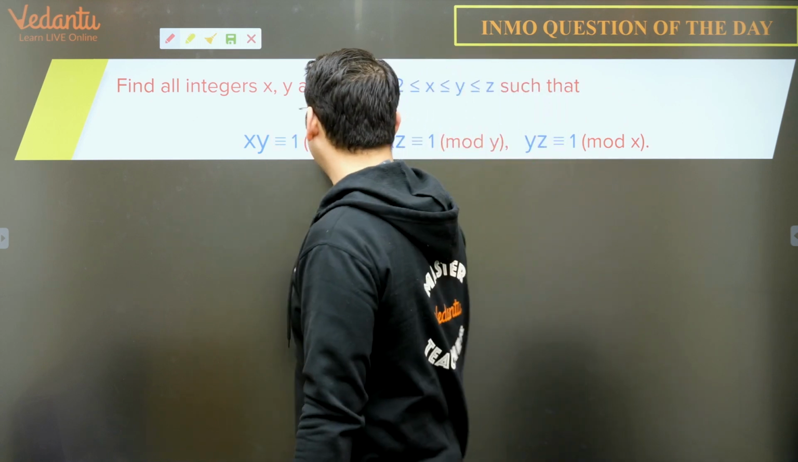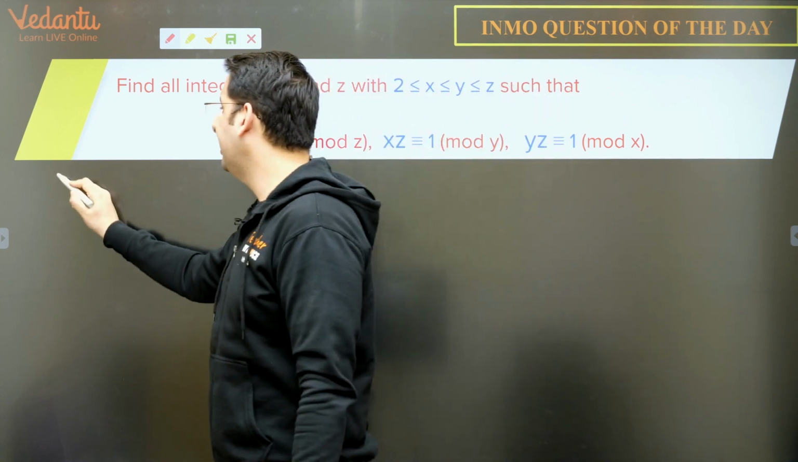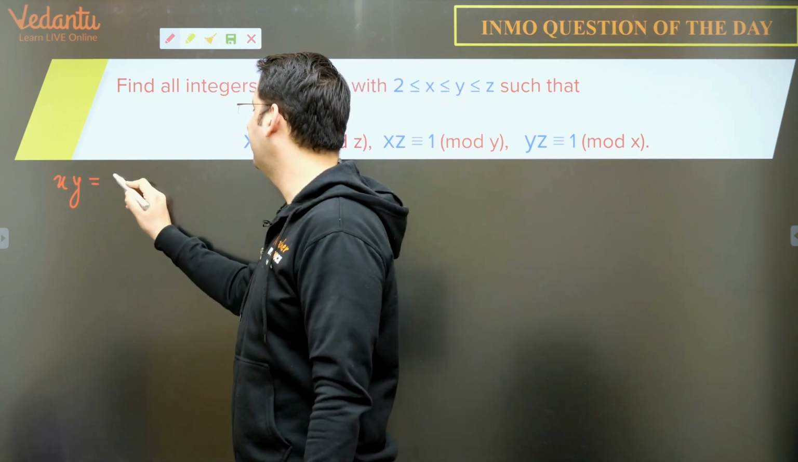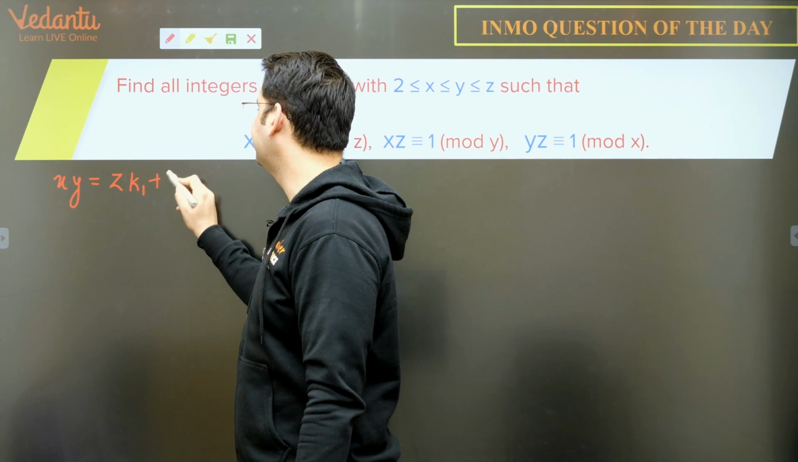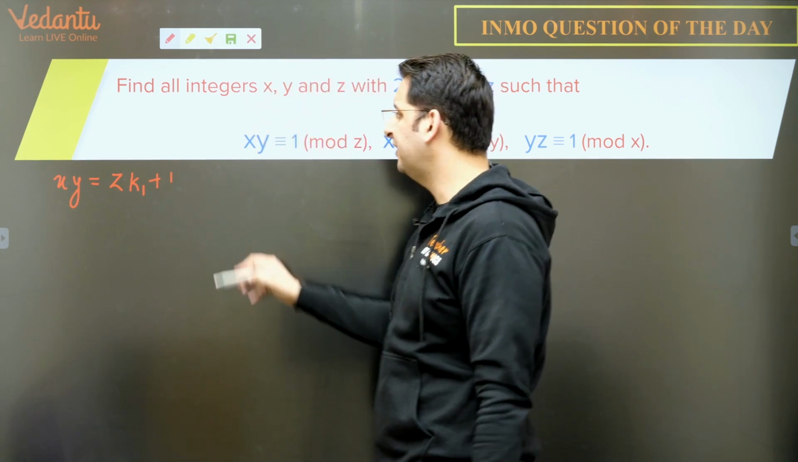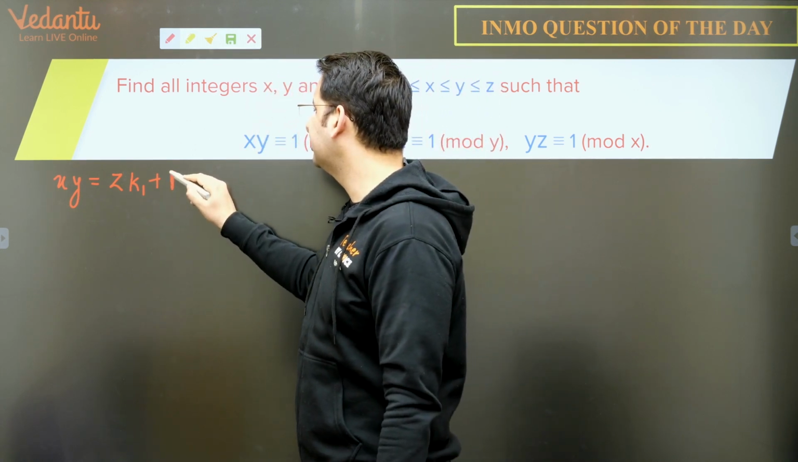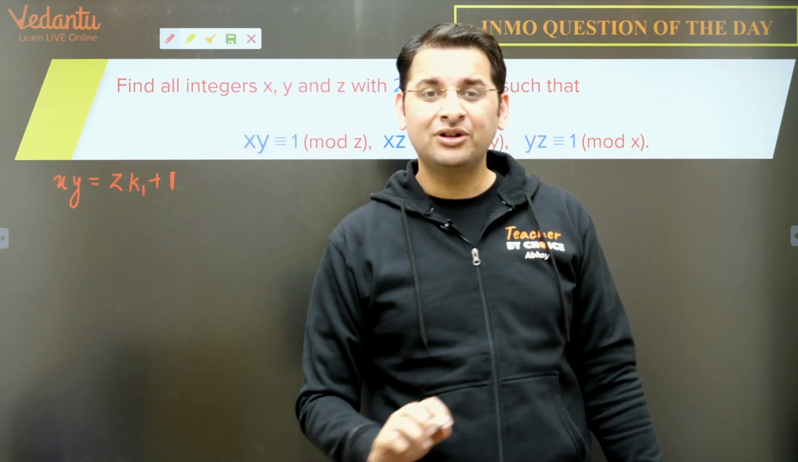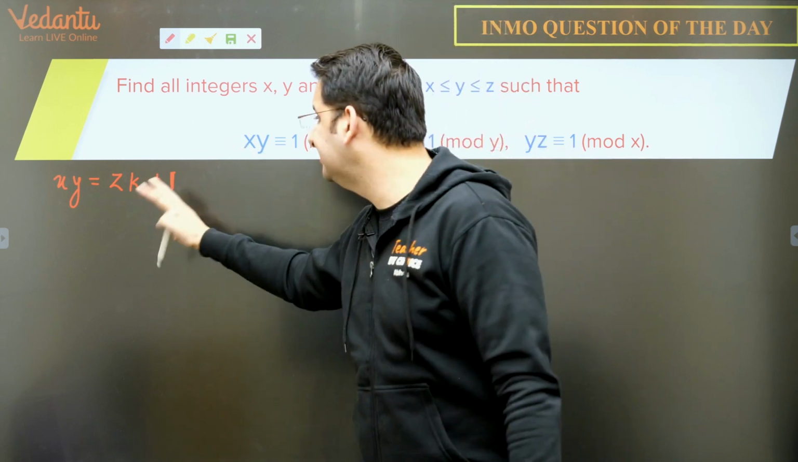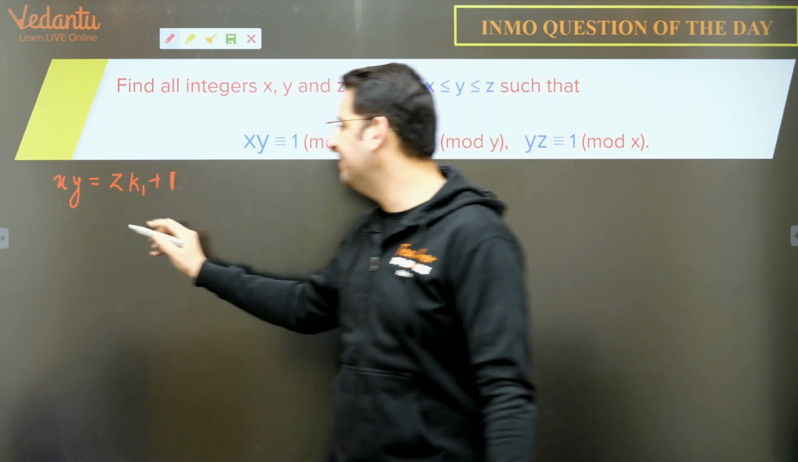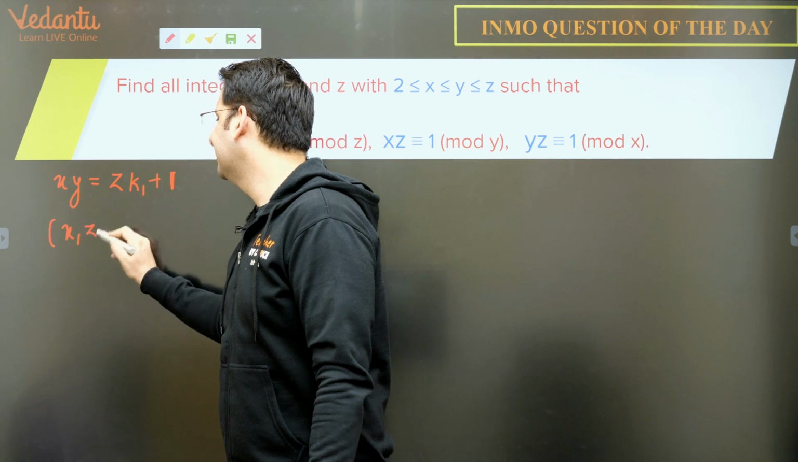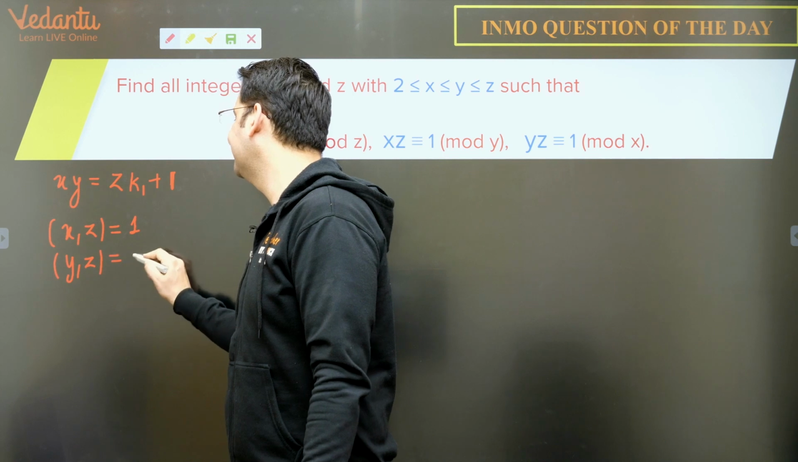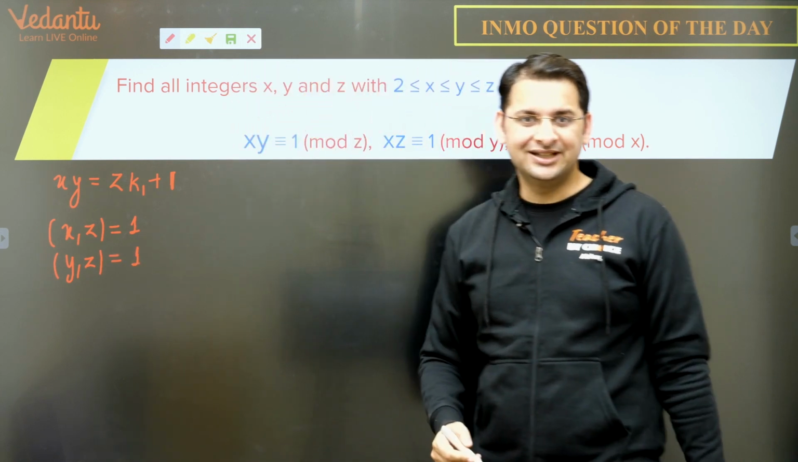So if we look at this, xy is 1 mod z, so that means this is of the form z k1 plus 1. So what does this tell us about x and z? Can I say that x and z are co-prime numbers? That means their GCD is 1, and likewise y and z is also 1. Why is this?